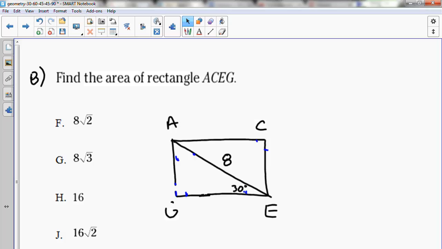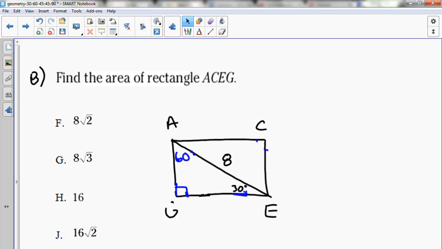Now, notice this, though. They told me that angle down there was 30. Now, we should know because it's a rectangle that that one has to be 90, and then this one would have to be 60. There again, it's not going to scream at you. It's a 30, 60, 90. You're going to have to figure it out. Now, the 8 is the hypotenuse, right?